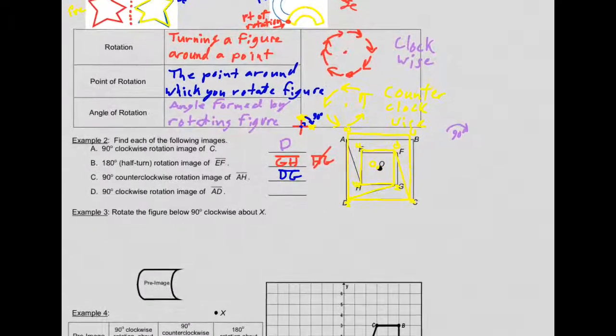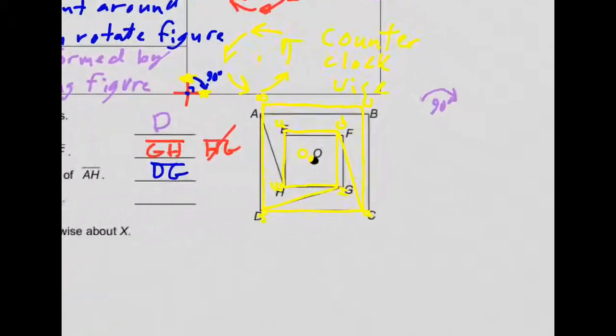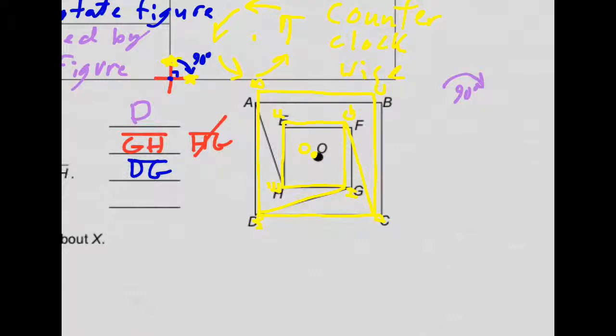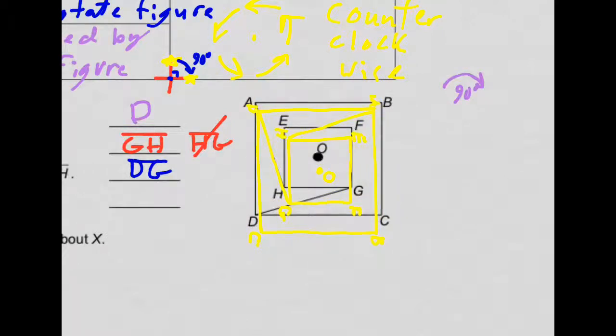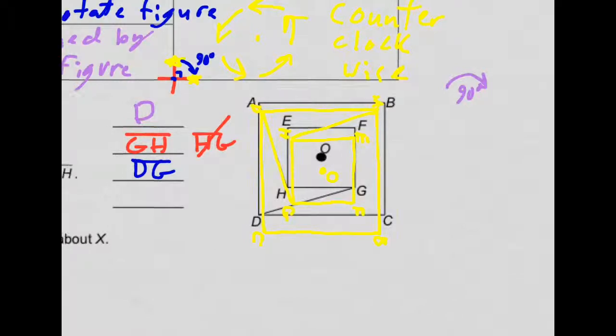And finally, 90 degrees clockwise rotation image of AD. Reset it over here, roughly. So I'm looking at AD clockwise, and that turns into, remember, BA, because remember, we started with A in our original, our pre-image, went to D, so we've got to start with B and go to A, BA.